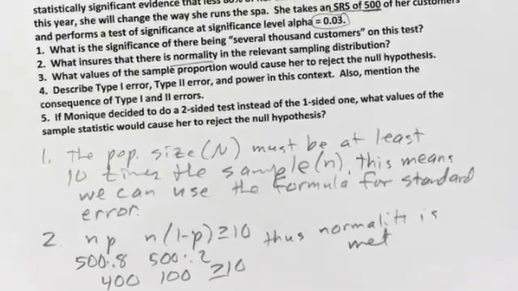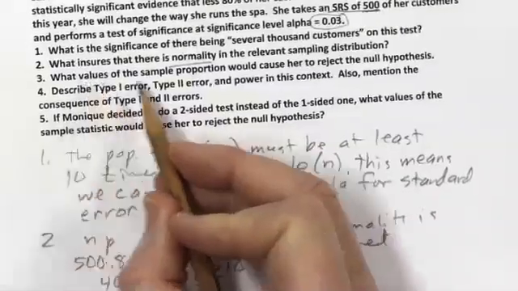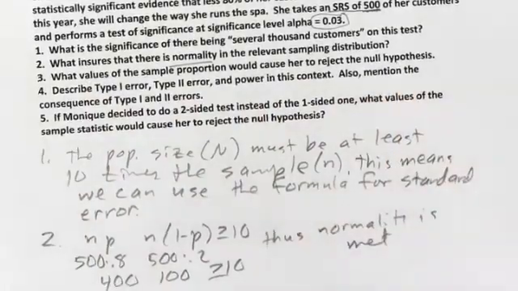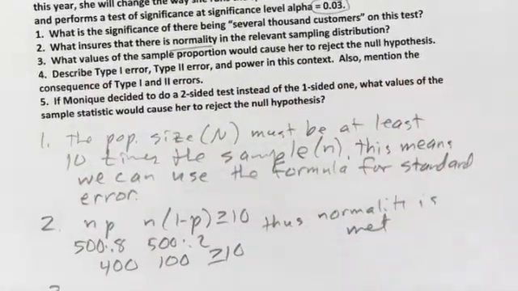And it's on the exam from time to time. What values of the sample proportion would cause you to reject the null hypothesis? All right, so first of all, what are our hypotheses? That's new in this chapter.